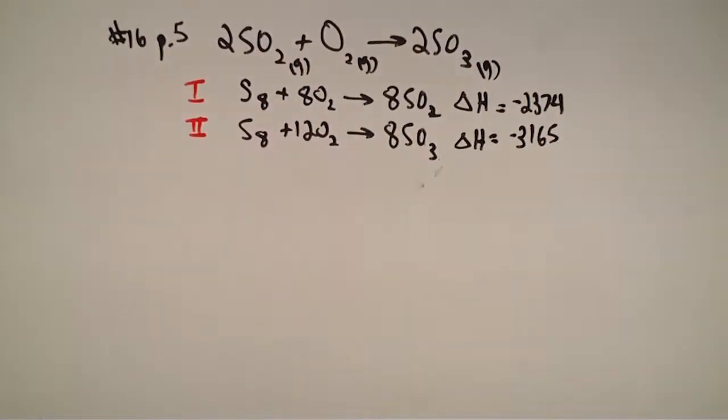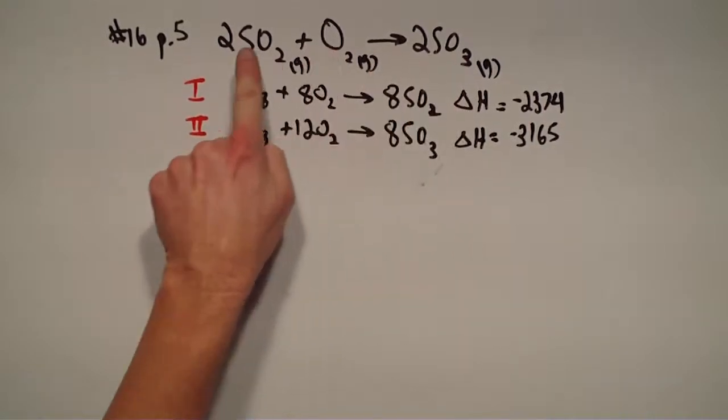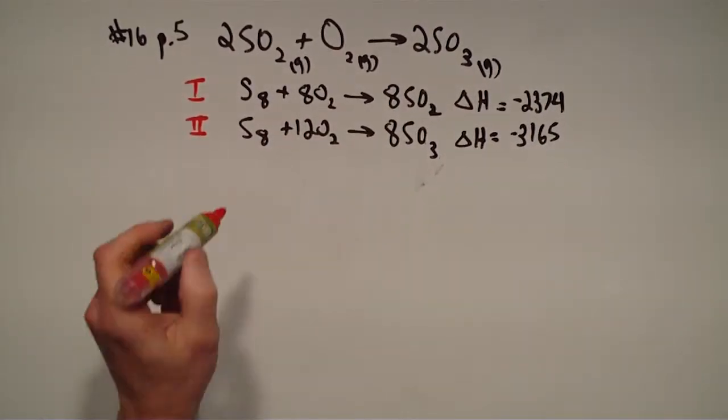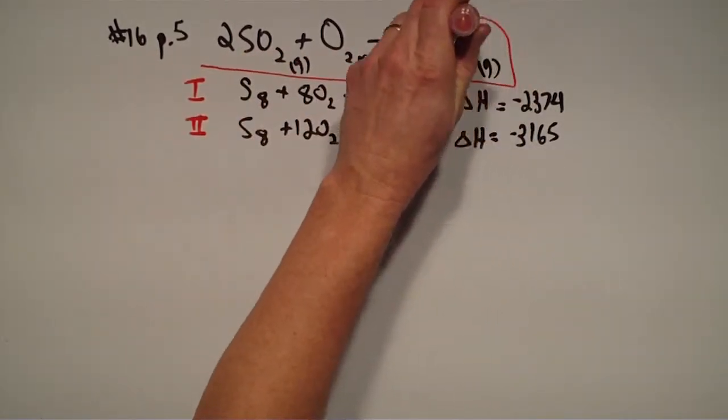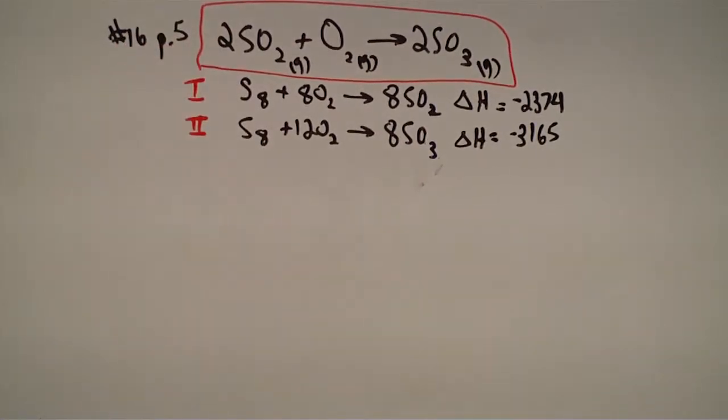This is number 16 on page 5. This is the Hess's law application. We need to find the heat of reaction for this target reaction here. We already saw this earlier in this packet. Maybe that's a popular reaction.